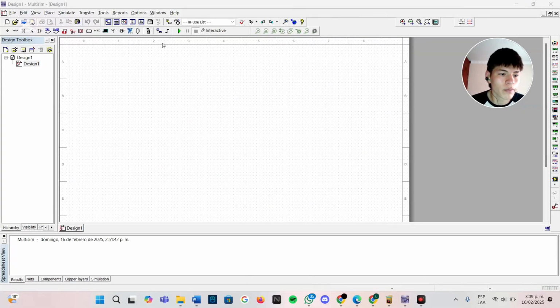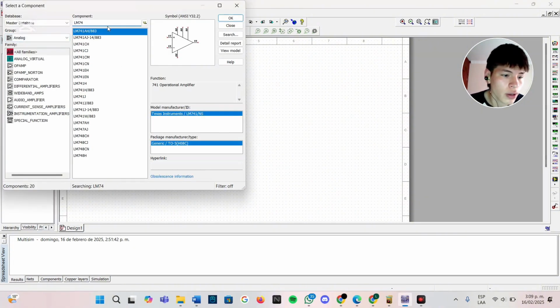Okay. For the step-by-step with the simulations, we have to look for the simulation of the inverting configuration. We're in the section where it says place analog. We look up the LM749H/883. We look for the operational amplifiers.